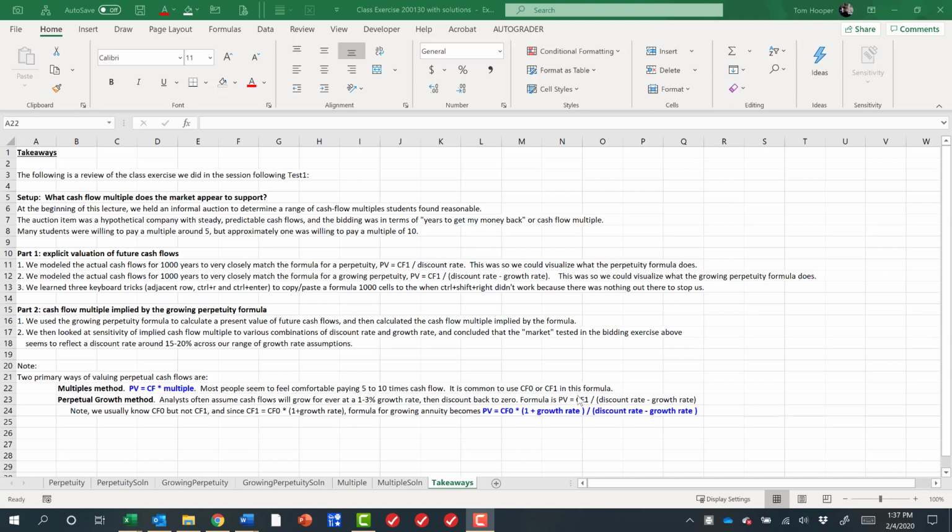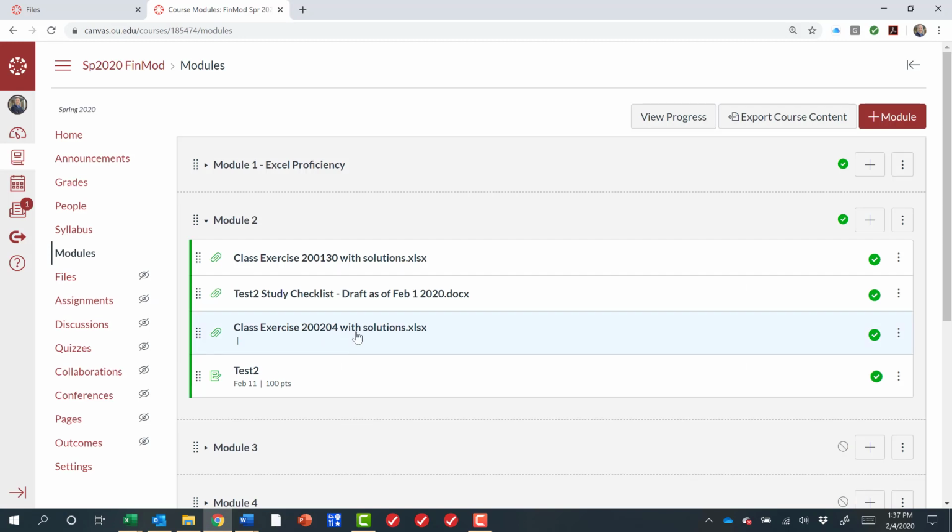But since we'll rarely know the following cash flow, we could also use the current cash flow, 1 plus growth rate, times the current cash flow just gives us the next cash flow, and divide it by the same denominator. So let's move to the next file, this class exercise February 4, to look at that.